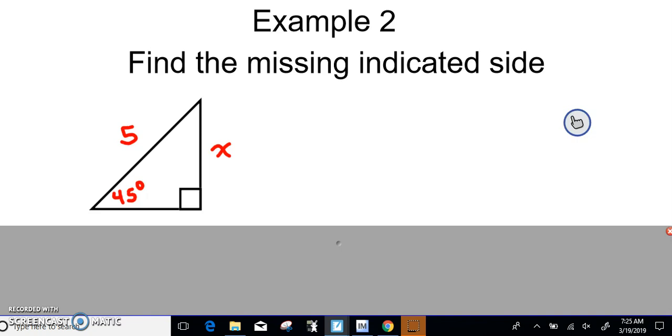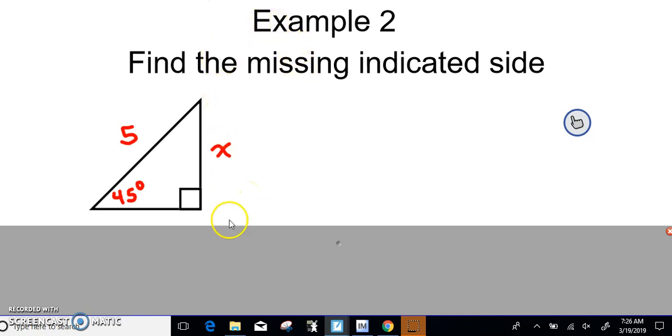So we're now going to go to example 2 here, and we're going to find the missing indicated side. Here we didn't label anything yet. We didn't put A, B, C, and D. All we did was say, okay, we have an angle, we have an X, and we have a 5. We have to figure out what the indicated side is, which means this one. We need to find out what this side is equal to.